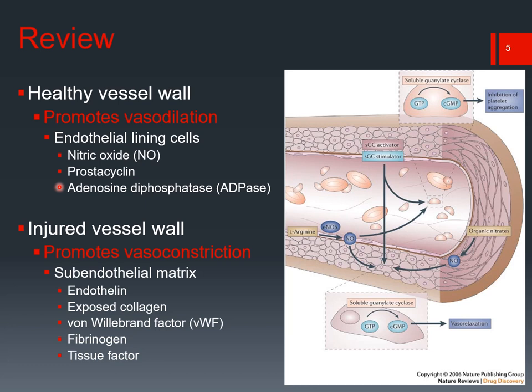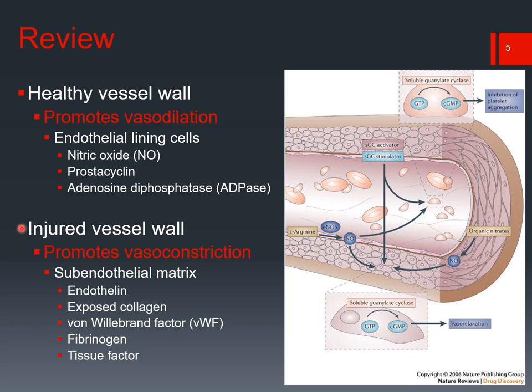We don't want to have platelet activation promoting the platelet plug, which we'll learn about in just a moment. In which case, we break down unnecessary ADP that's available in the blood. When we do have an injured vessel wall, however, we have a very opposite goal in mind. That is to vasoconstrict the area.